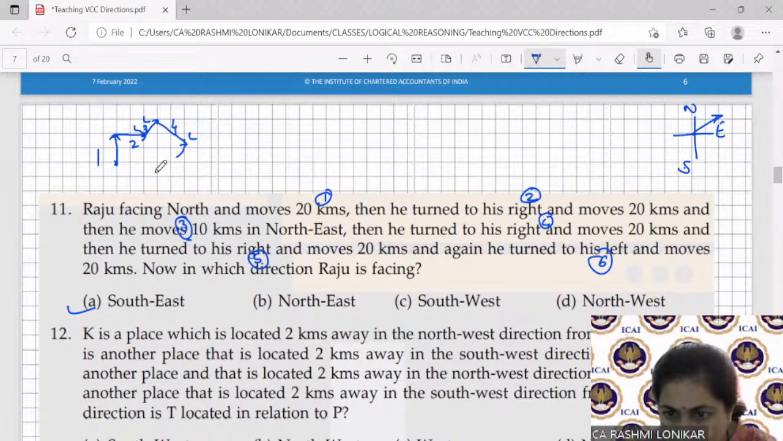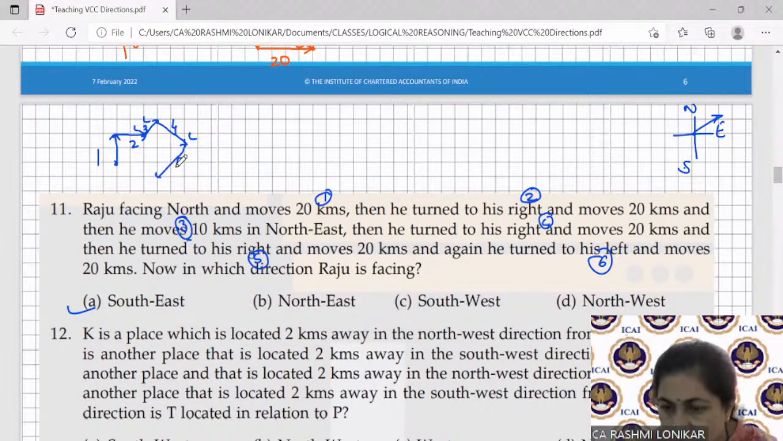So this is his fifth point. Again, he turns to his left and moves 20 kilometers. So this is his left. So he is facing this direction. He is moving 20 kilometers here.